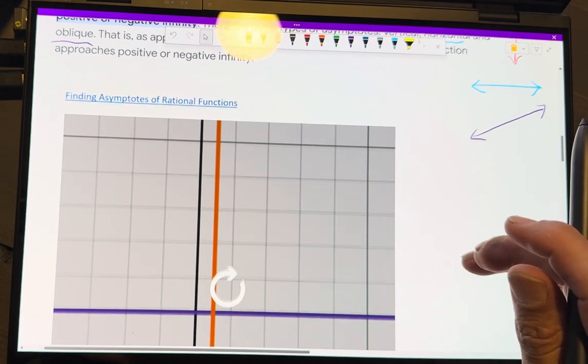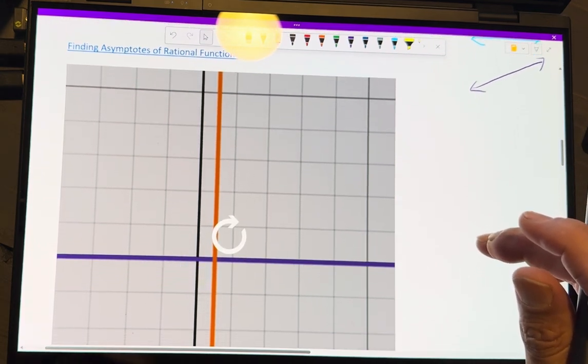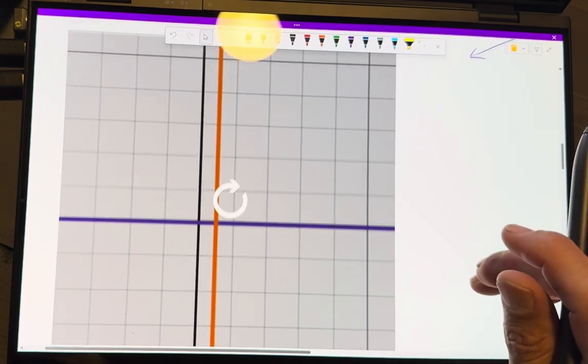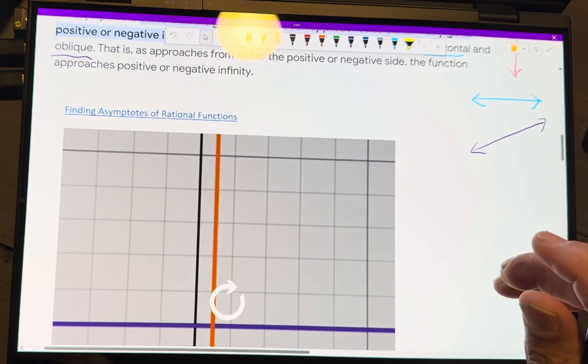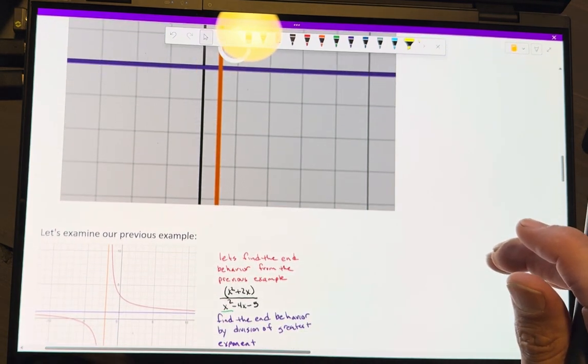So we'll go over this, finding asymptotes and rational functions. We'll go over this in class. I'll cover that in class.